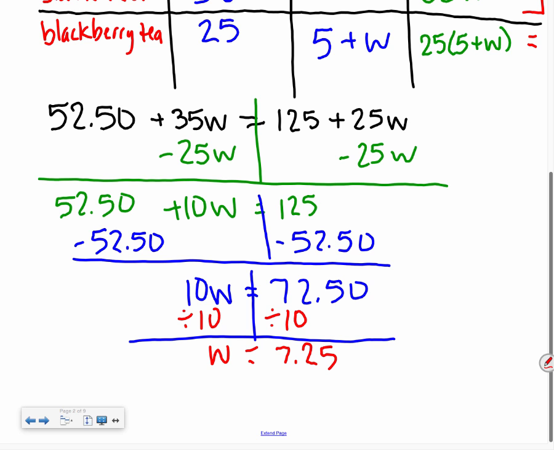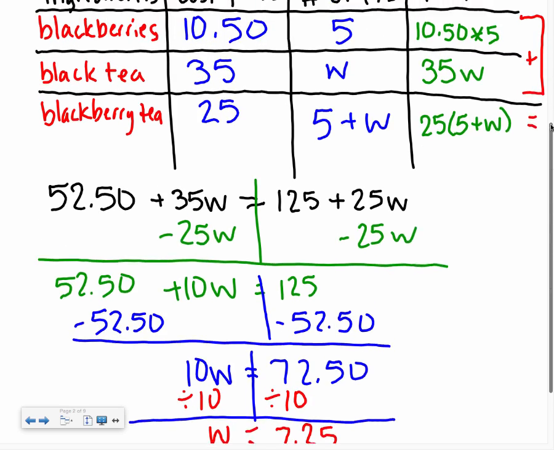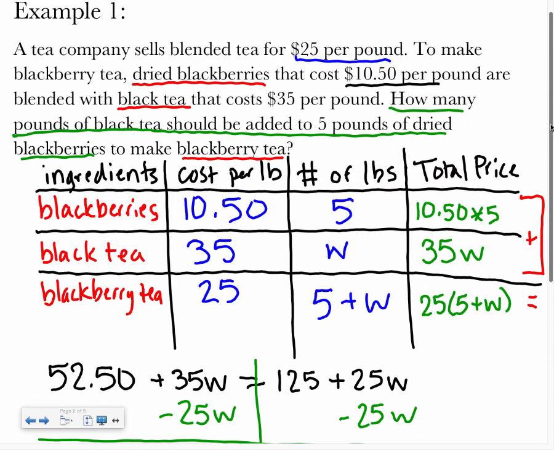Alright, so I'm left with W equals 7.25. Am I done? Almost. I'm so close. Scarily close. Okay, maybe not scary. But I said W equals 7.25. What does W represent? So I go back to my table and find W.